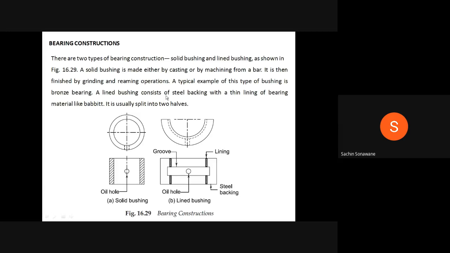A lined bushing consists of steel backing with a thin lining of bearing material like babbitt. It is usually split into two halves. See that this groove is there. This is the lining. This is steel backing. This is oil hole.